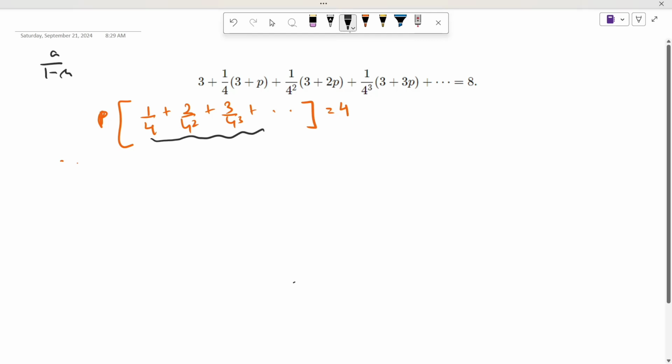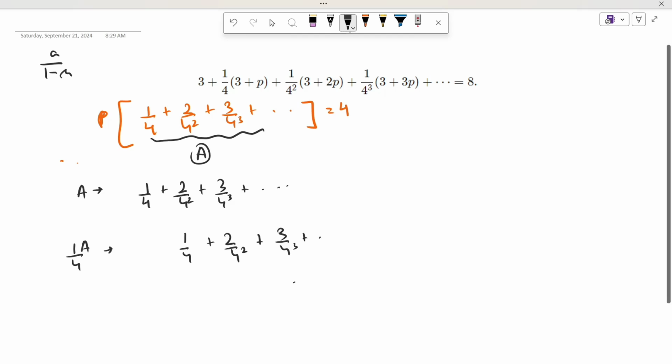So let's call this series A. So how can we calculate A? A is given as 1 upon 4 plus 2 upon 4 square plus 3 upon 4 cube, and so on. Just multiply the series by common ratio, that is 1 upon 4. So we'll multiply this by 1 upon 4, and we'll just slide one term. We'll just leave one place here, and we'll write the terms from here, that is 1 upon 4 plus 2 upon 4 square and plus 3 upon 4 cube, and so on.